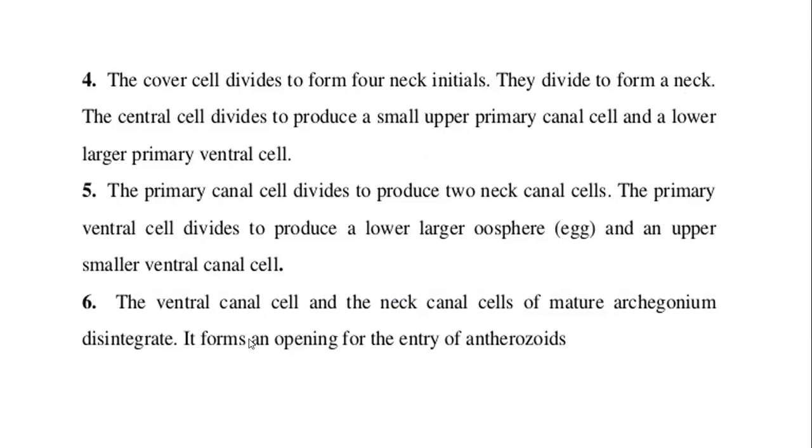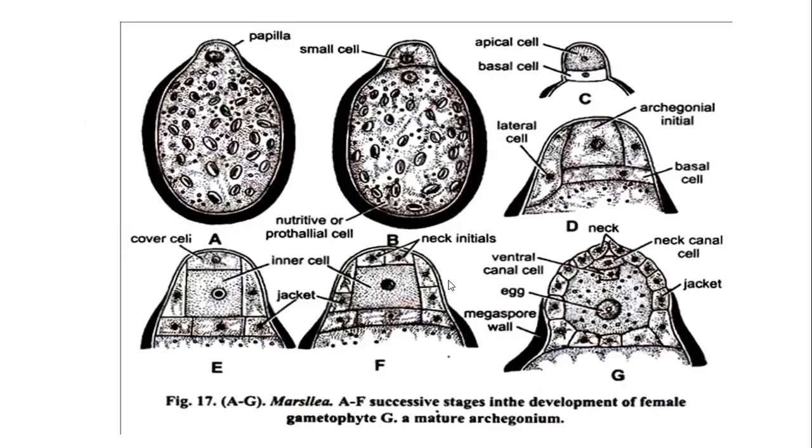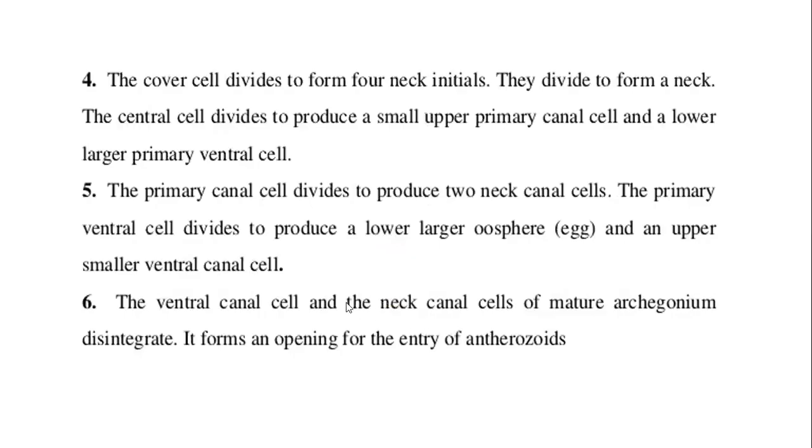Now we can see the structure. It appears just like a venter of the archegonium. So these are the neck cells. This is the neck canal cell, and this one becomes a central cell consisting of the developing female gamete, the egg. So the primary central cell divides to produce a large oosphere, or what we call the female gamete, the egg.